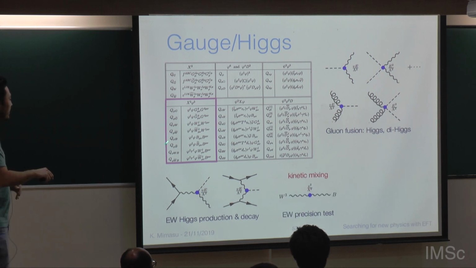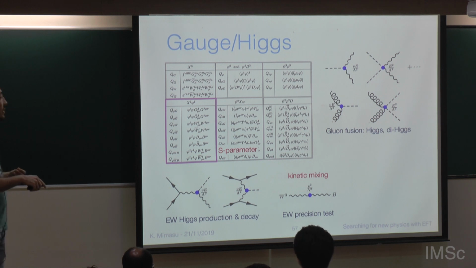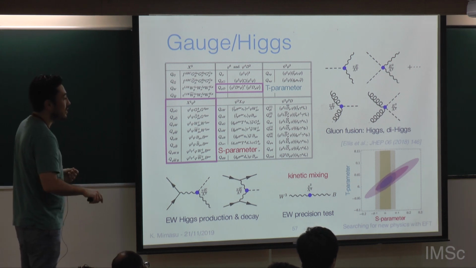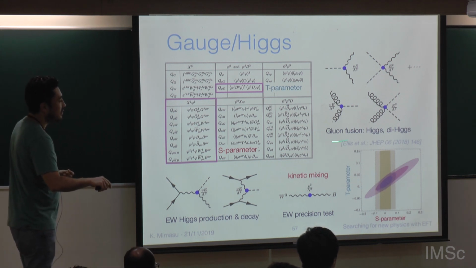There's one weird one, which actually leads to a kinetic mixing between the W3 and the B, this guy over here, and is actually related to the S parameter of the electroweak. It maps 1-to-1 with the S parameter of the electroweak precision tests, the Peskin-Takeuchi parameters. And it has its friend over here, which is the T parameter. So there are 2 operators in this basis which map 1-to-1 with the S and T parameters of the precision measurements, and you can indeed constrain these, which was done in this global fit over here.